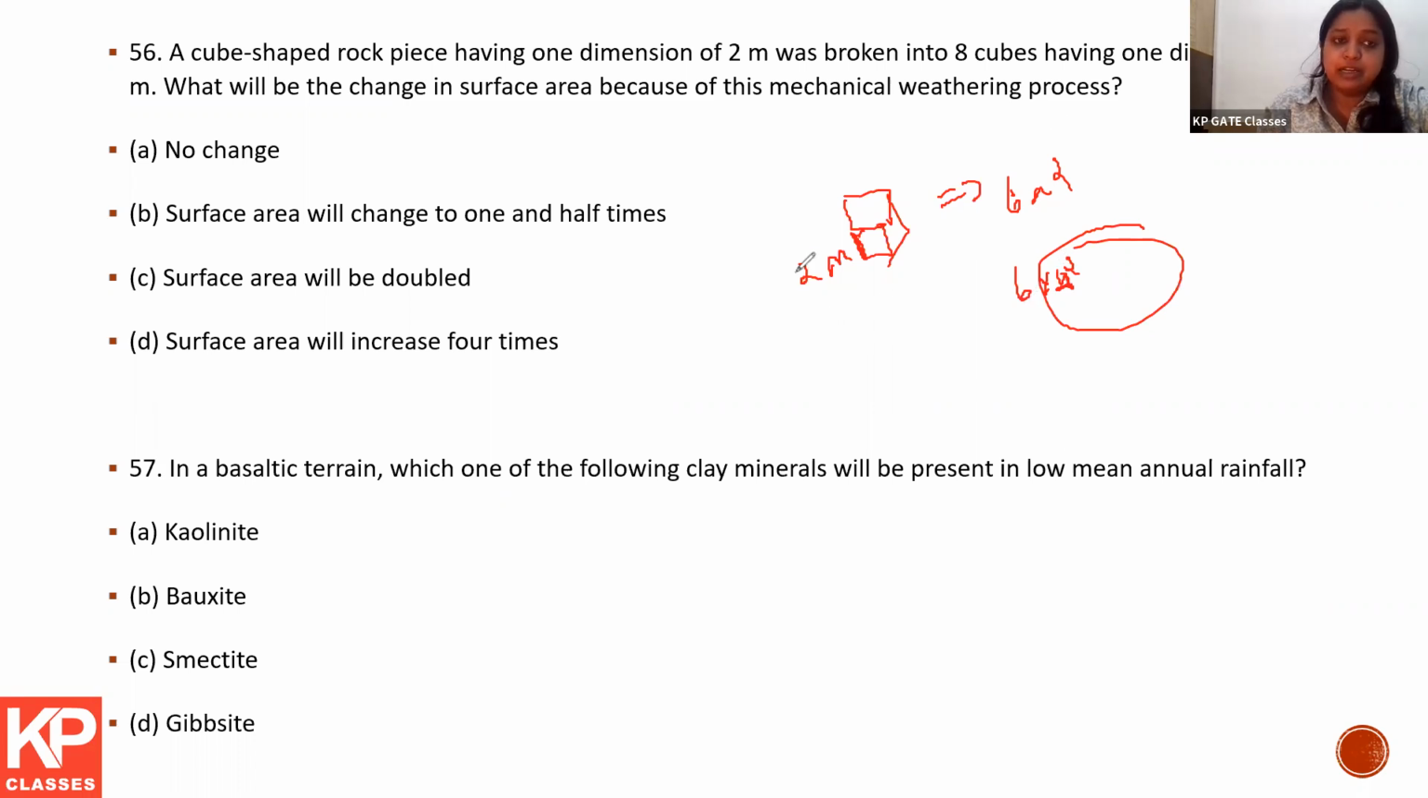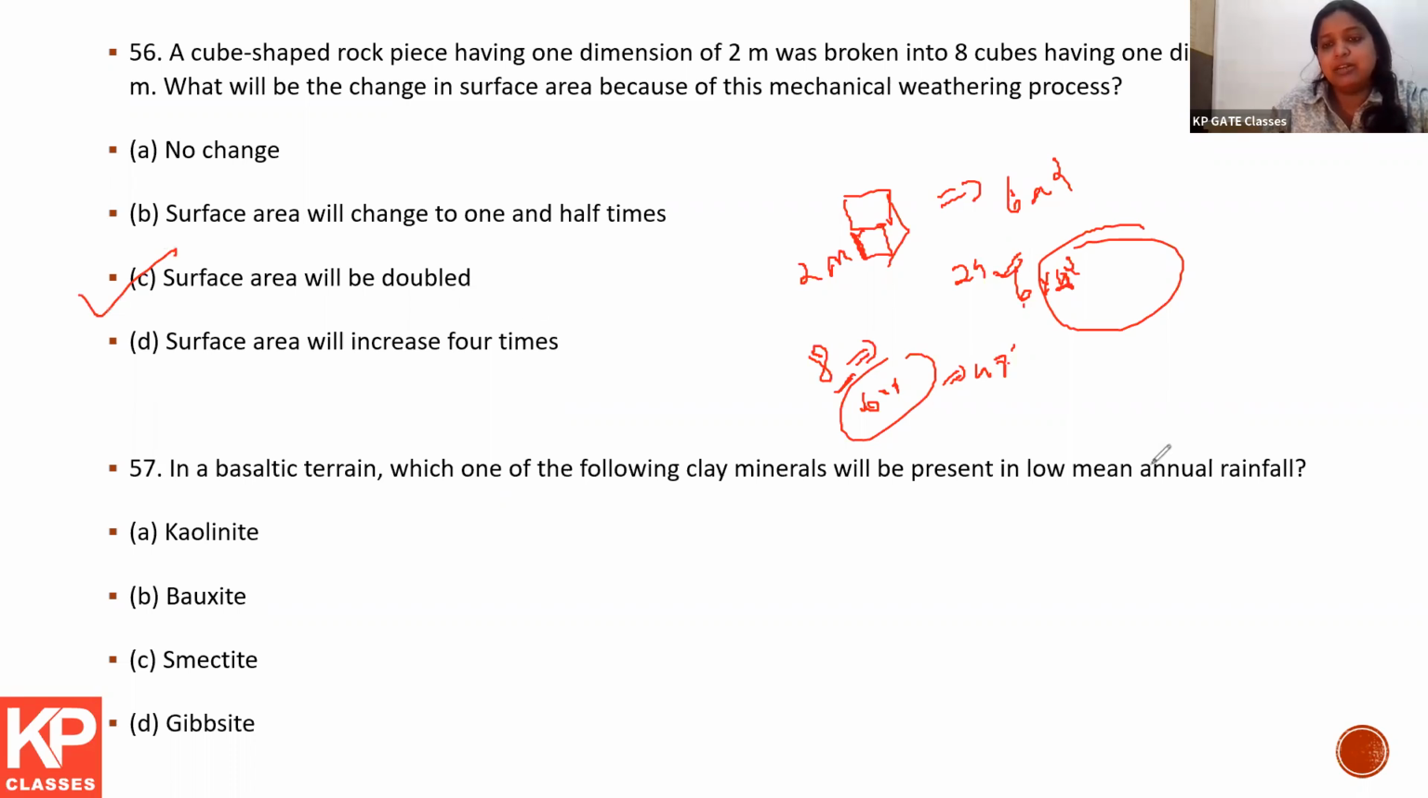Then after that, when it is divided into 8 different pieces of dimension 1, the surface area of each piece will be 6 into 1 square, that is 6. So total surface area will be 6 into 8. So what is the change that has happened: this one has surface area of 24, this one has surface area of 48. So the surface area will be doubled.